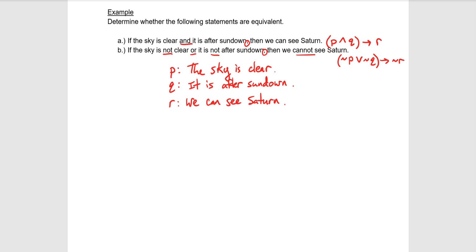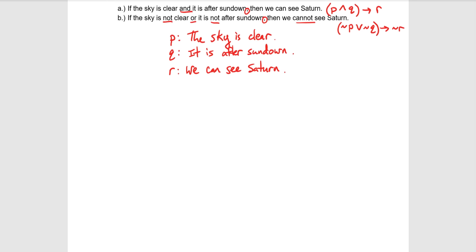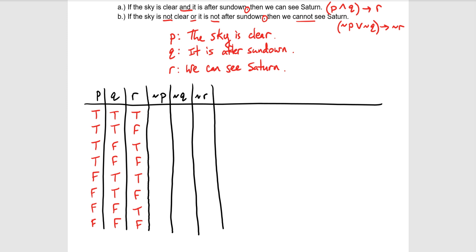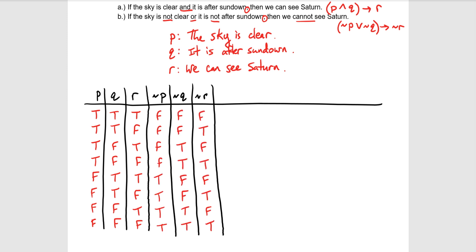Okay, so we have three statements here, so let's go ahead and set it up. Three statements, so 8 cases. So we have our typical 8 cases for 3 statements, and it looks like we're going to need a negation column for all of them. So we're going to have not P, not Q, and not R. I'm going to pause it real quick and fill it in, because we should be comfortable filling these in by now. So here are these negation columns.